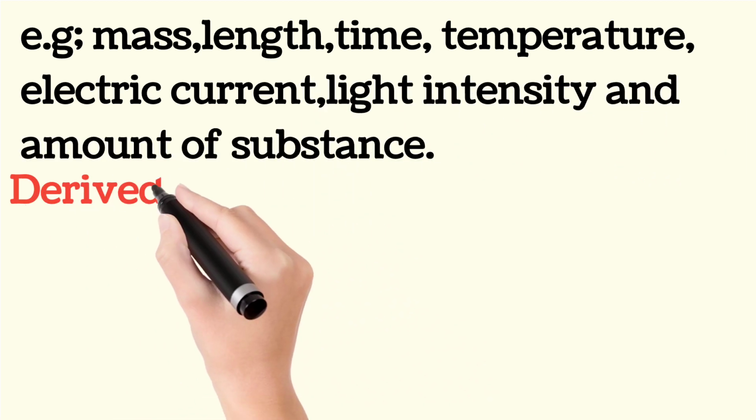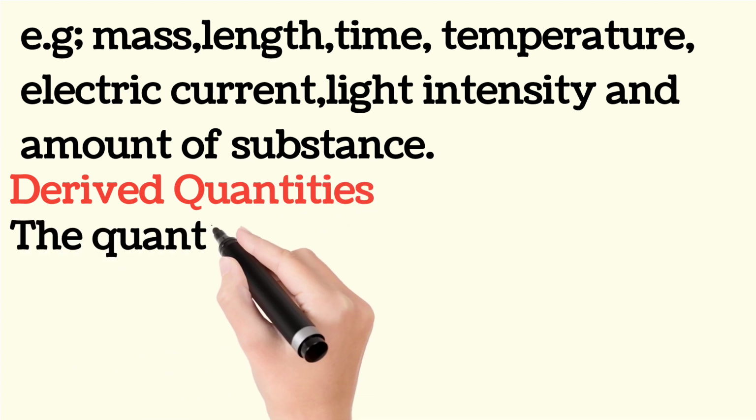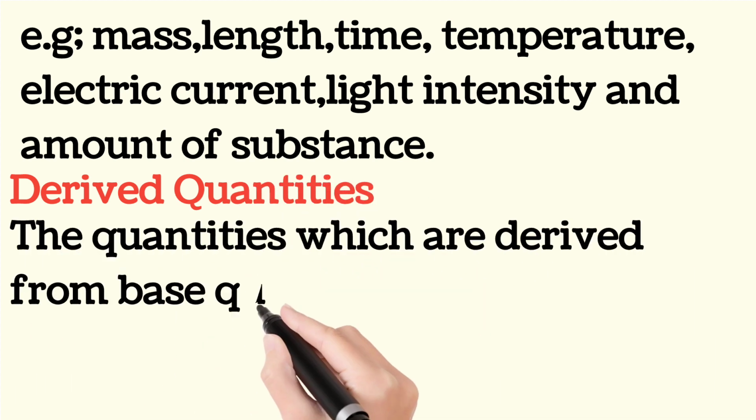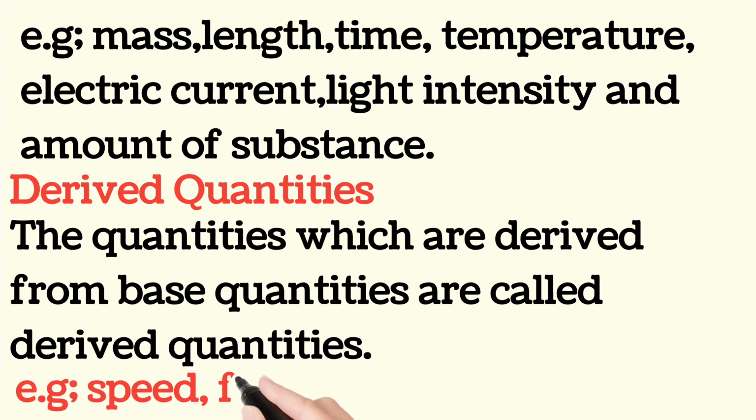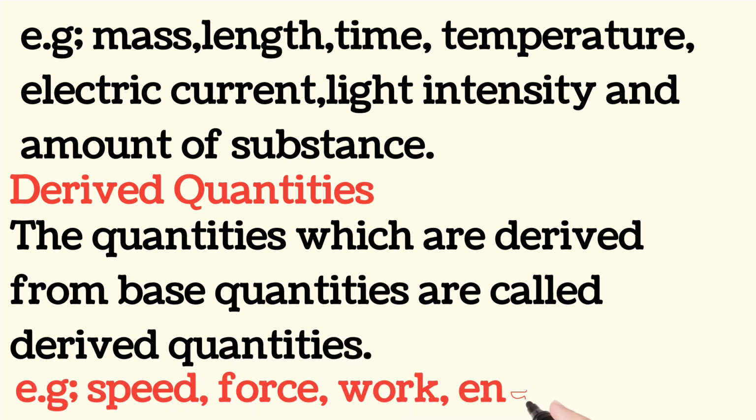Next, what are derived quantities? The quantities which are derived from base quantities are called derived quantities. For example, speed, force, work, energy, etc.